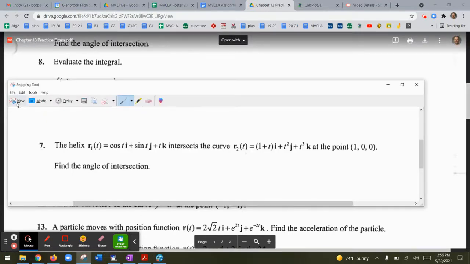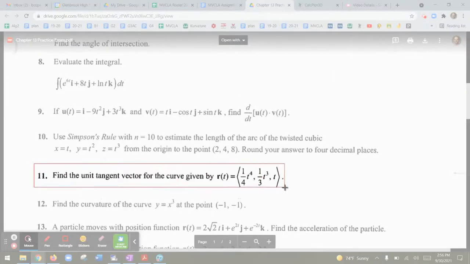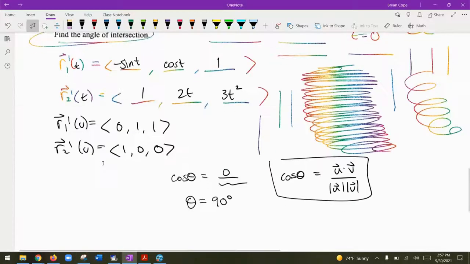Okay, so 11 says find the unit tangent vector for this curve.